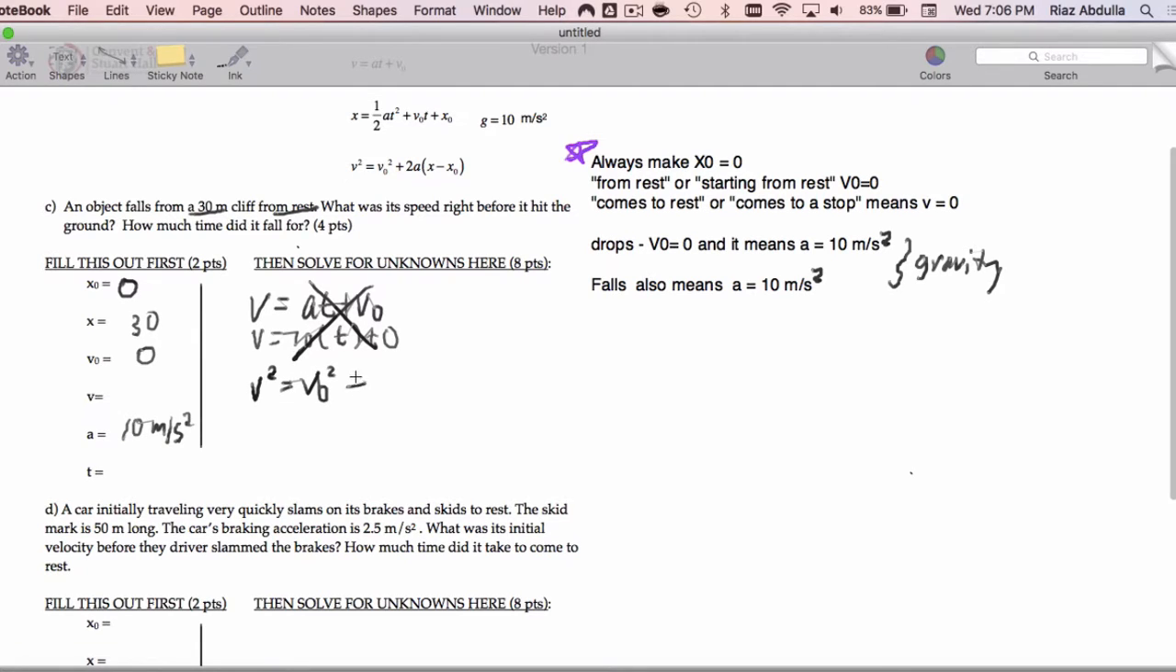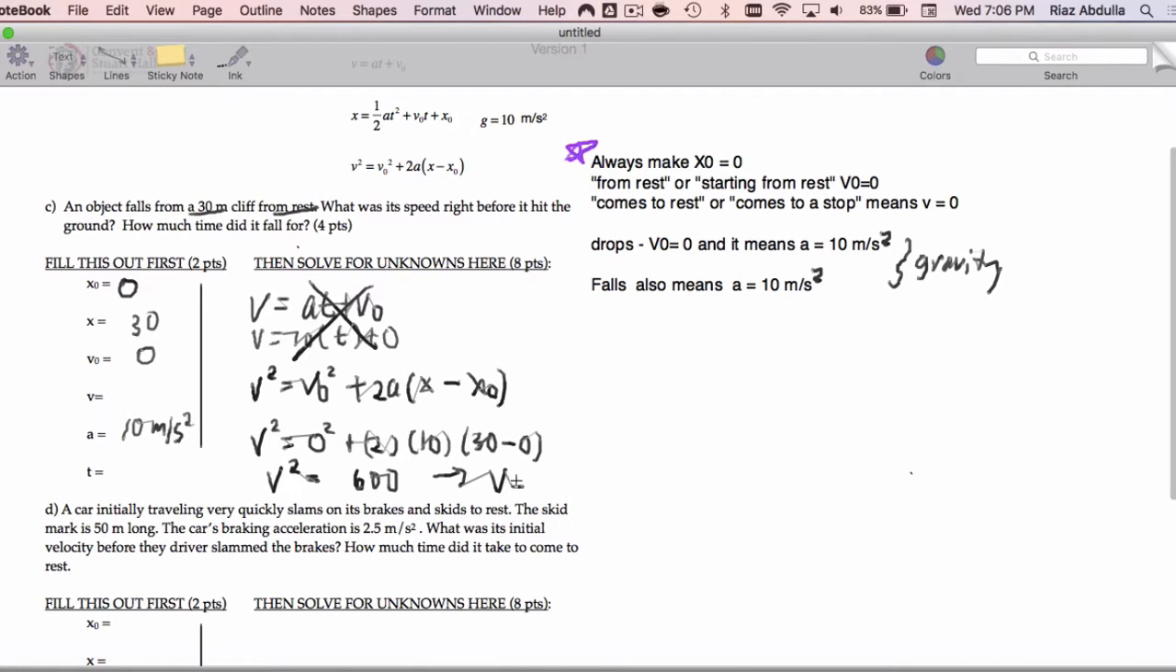So v squared equals v naught squared plus 2a times x minus x naught. Let's put in the numbers. So we're going to have v squared equals 0 squared plus 2 times 10 times 30 minus 0. So that's going to give me v squared equals 600. And that's going to give me a value for v when I take the square root of that, which is about 24.5 meters per second. All right.